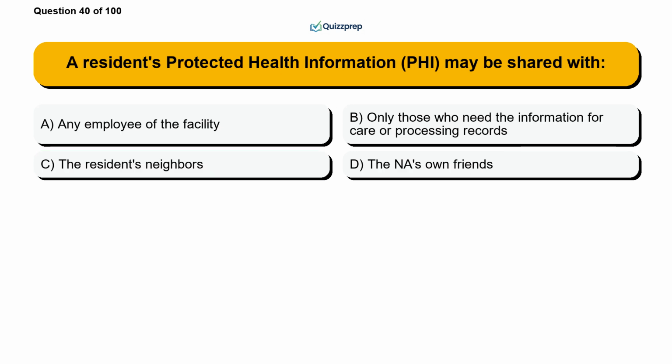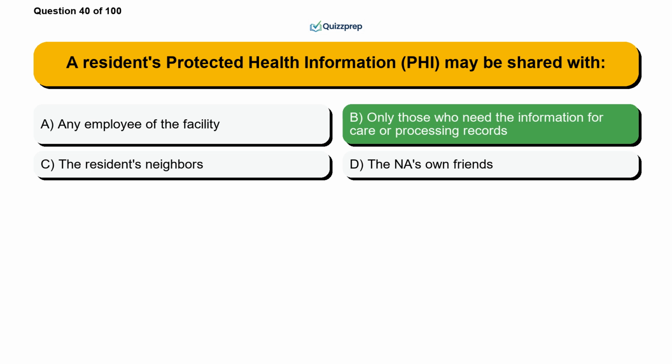Question 40. A resident's protected health information, PHI, may be shared with: Option A, any employee of the facility. Option B, only those who need the information for care or processing records. Option C, the resident's neighbors. Option D, the NA's own friends.